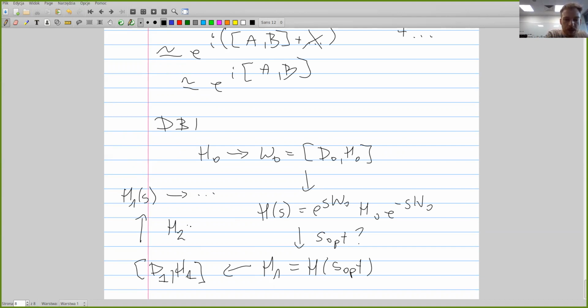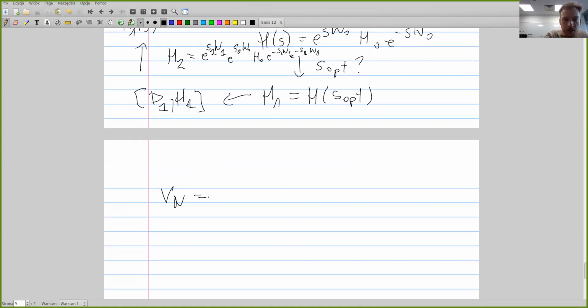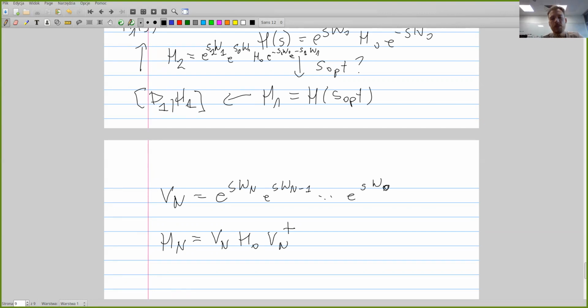So then I will get H1 of s, and then I repeat it. So when I get H2, it will be actually a rotation e to s1 W1 applied to e to s0 W0 H0 e to minus s0 W0 inside, and then outside e to minus s1 W1. Yeah, you get the idea. So basically, if we iterate this, after n steps Vn, we will get e to s Wn, e to s W(n-1), dot dot dot, e to s W0. So this is n plus 1 steps of the iteration, and that will give me the Hamiltonian after n plus 1 steps. So the initial Hamiltonian is rotated by this. How do I write this? Here I put the dagger.